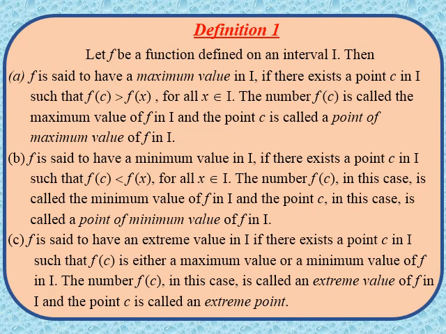Now the third point is that if the function has either a maximum value or a minimum value at a given point c, then that particular point is called an extreme point, that is the point c will be called the extreme point of the given function, and that maximum or minimum value will be called the extreme value of the given function. Clear?